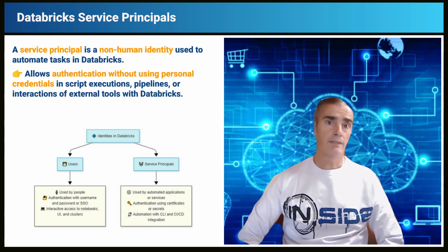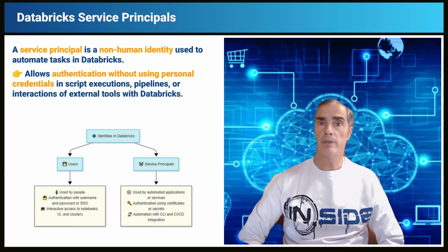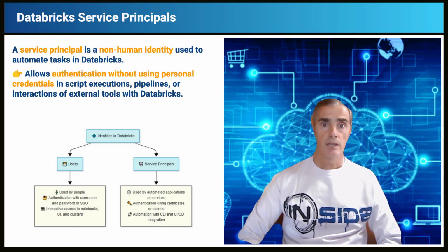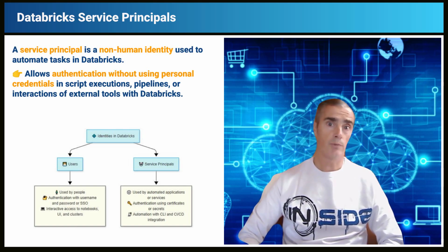There are two main types of identities. The first one would be those associated to people, human beings, and the second one would be those associated to applications and services. If you want to automate your pipelines, you should be using service principals, that is, identities associated to services, instead of using identities related to users or human beings.